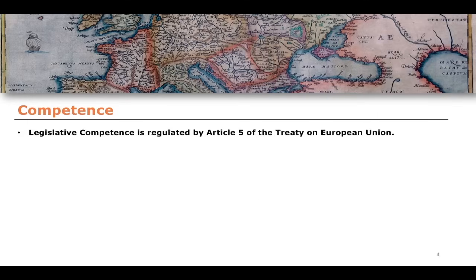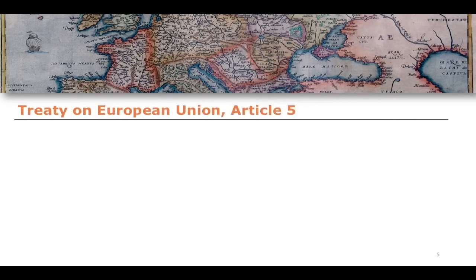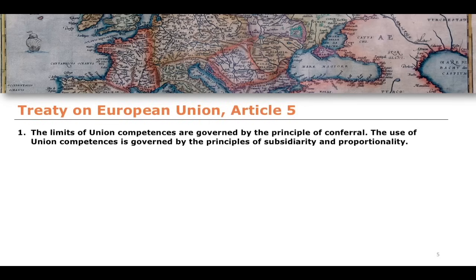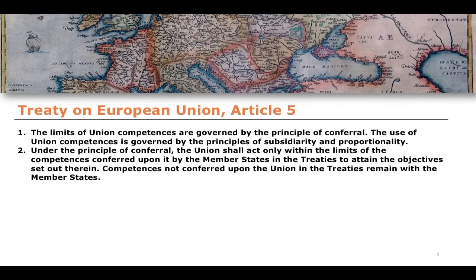With all that being said, you can probably understand that the concept of competence is regulated quite strongly, namely by Article 5 of the Treaty on European Union. And Article 5 says the following. The limits of Union competences are governed by the principle of conferral. We'll get to what this means in a minute. The use of Union competences is governed by the principles of subsidiarity and proportionality. We'll get to that in future lessons as well.